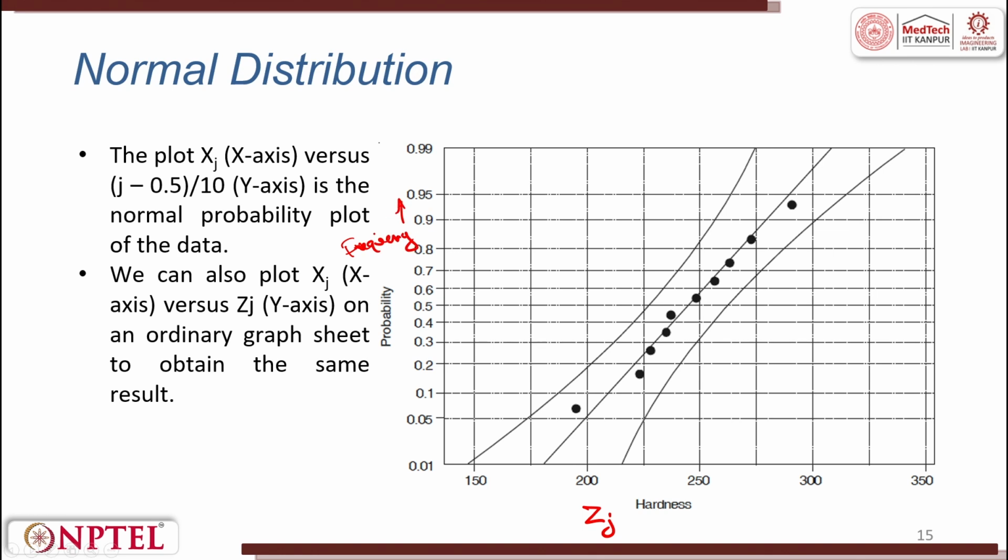The plot of Xj, that is the x-axis, versus j minus 0.5 by 10, that is the y-axis, is the normal probability distribution plot. We can also plot Xj on the x-axis versus Zj on the y-axis in an ordinary graph sheet to obtain the same result. This is plotted here, hardness here.